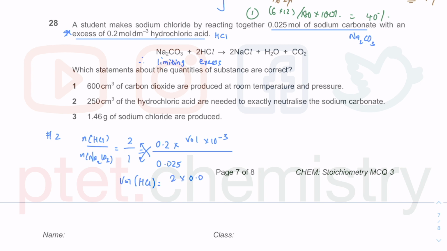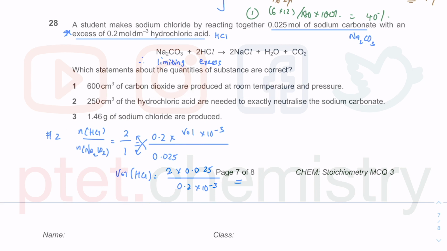So be very good at rearranging your mathematical expression, because this is a skill that is required, not just for your math, but for your physics as well as your other chemistry calculation. So I get 250, the unit of which will be in cm cube, because I did convert it to dm cube just now by multiplying by 10 to the minus 3, which is the same as dividing by 1000. So 250 cm cube, that is exactly whatever is required for the hydrochloric acid. So 2 is correct. How about number 1? Number 1 is about the carbon dioxide that is being produced.